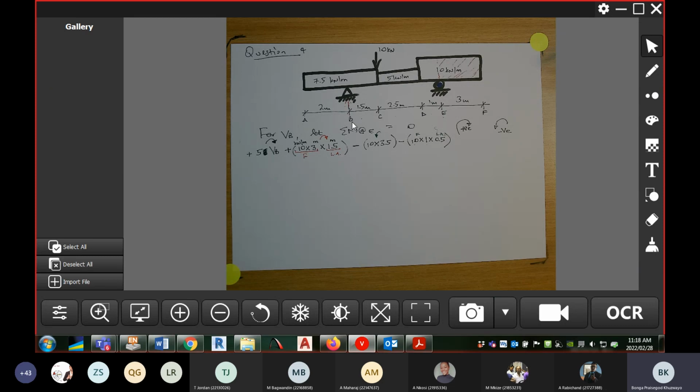We haven't come to the shear force diagram. We will after this one. Once we have the support reactions, I will show you how we're going to go about drawing the shear force diagrams.